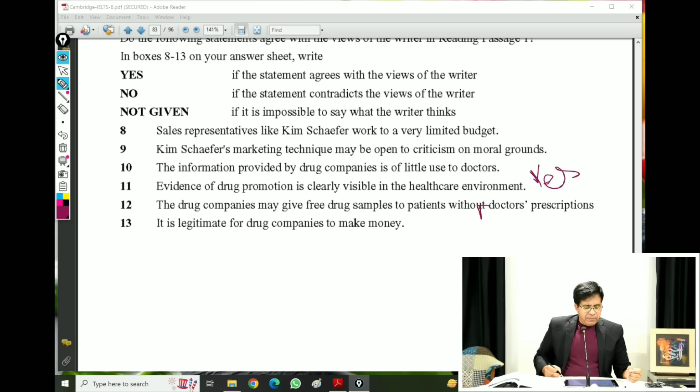All right. Question number 12. Drug companies may give free drug samples to patients without doctor's permission. Now, drug companies will give free samples to patients without the permission of doctor. Now, look for drug companies, prescription, without doctor's prescriptions. So, let's go on.